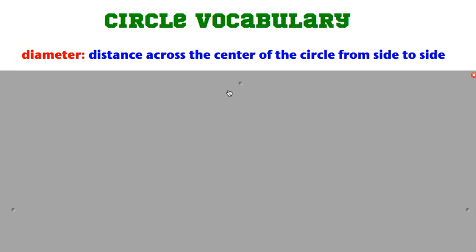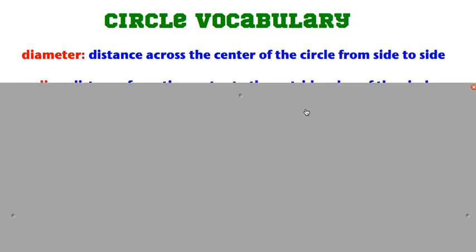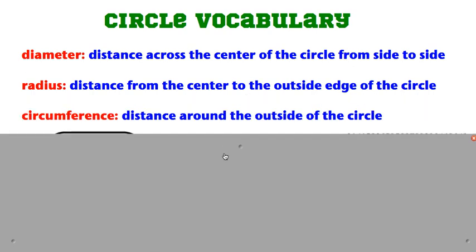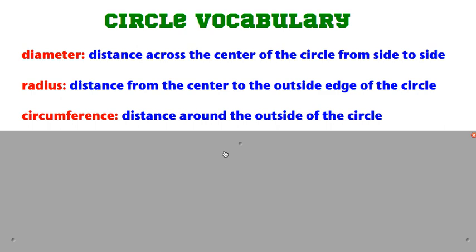So here's some of our circle vocabulary. Like I said before, the diameter is the distance across the center of the circle from side to side. Then we have the radius, which is half of the diameter. So if you want to write that down, that the radius is always half of the diameter, that's a good reminder for you. And that's the distance from the center to the outside edge of the circle. Circumference is the distance around the outside of the circle.